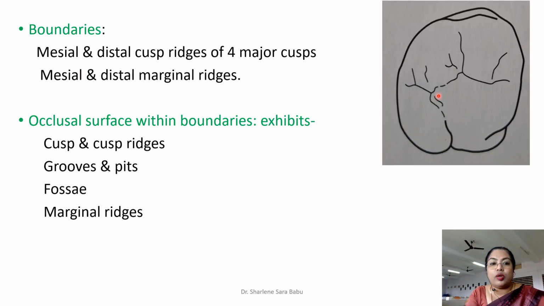Let's move to the boundaries. The mesial and the distal cusp ridges of the four major cusps and the mesial marginal ridge and the distal marginal ridge constitute the boundary of the occlusal aspect. And the occlusal surface within the boundaries exhibits the cusps and the cusp ridges, the grooves and the pits, the fossae and the marginal ridges.